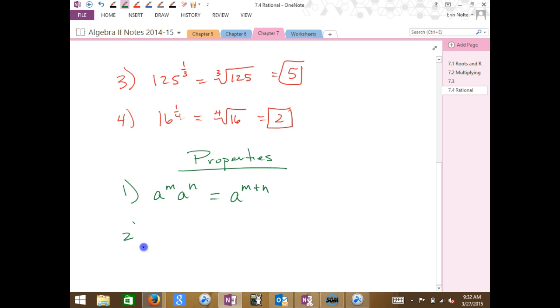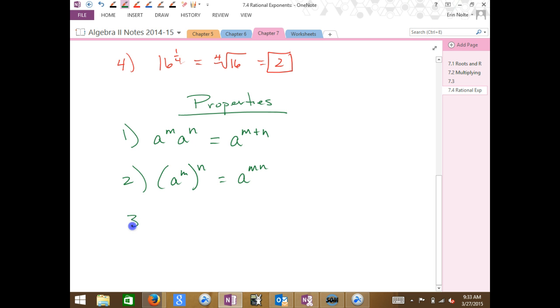Versus the scenario if you have a to the m to the n. What would you do with those exponents? Good. This is the scenario where you multiply the exponents. So this would be a to the mn. See the difference?